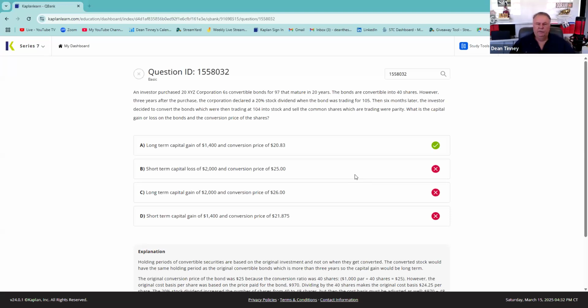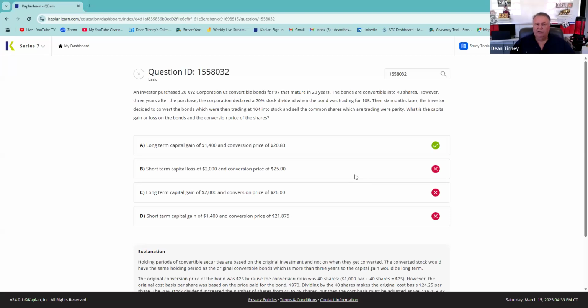However, 3 years after the purchase, the corporation declared a 20% stock dividend when the bond was trading at 105. Who cares? In the trust indenture, the written promises between the issuer and the trustee for the benefit of the bondholders, the issuer agrees to adjust my conversion terms for stock dividends and stock splits. I want to be able to convert into the same proportionate ownership. So that 40 shares is going to have to be adjusted because I'm going to want 20% more shares. The 105 has nothing to do with it.